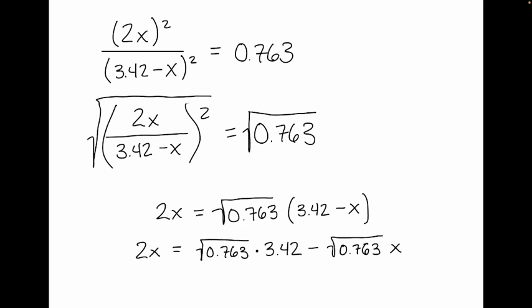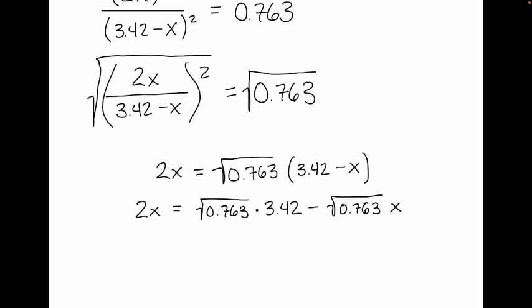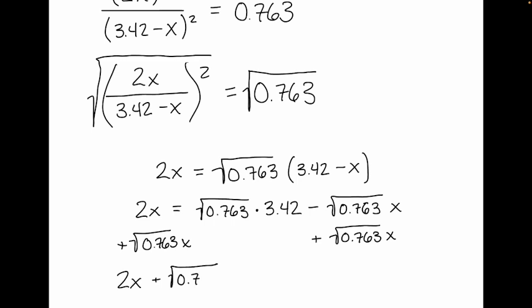Okay, and how am I going to get my x's to the same side? Somebody said it. Add it, right? I got to add that term to both sides. So now to both sides, I'm going to add square root of 0.763x. So now I have 2x plus the square root of 0.763x equals some number: square root of 0.763 times 3.42.